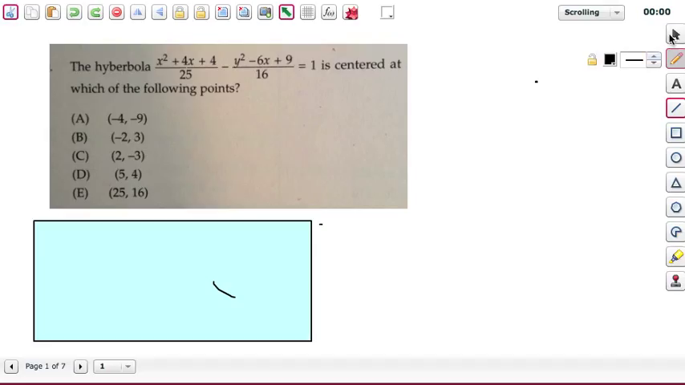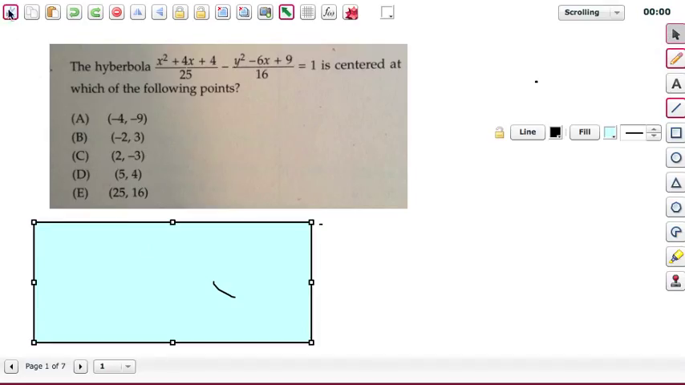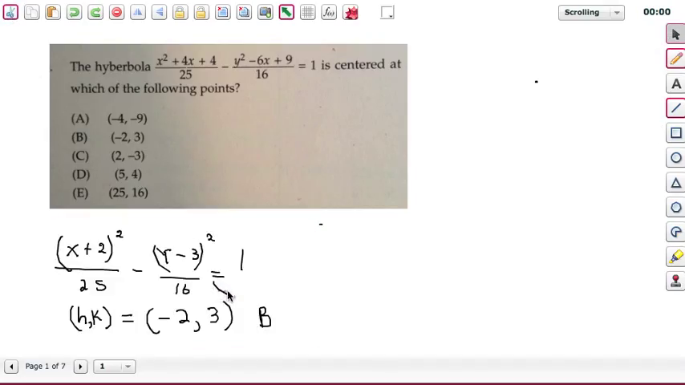Okay, so I want to show you the answer, and hopefully you got the answer. This one is not nearly as difficult as the ones we were working on. All you needed to do is complete the square and get your (h, k) value of negative 2 and positive 3. So your answer should be B.